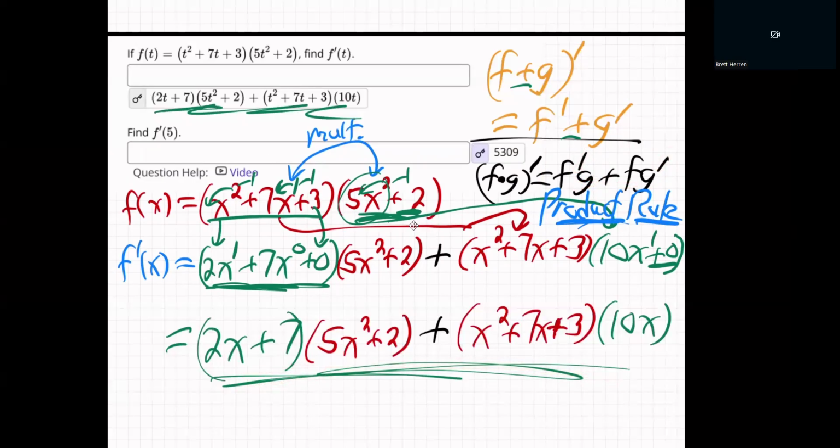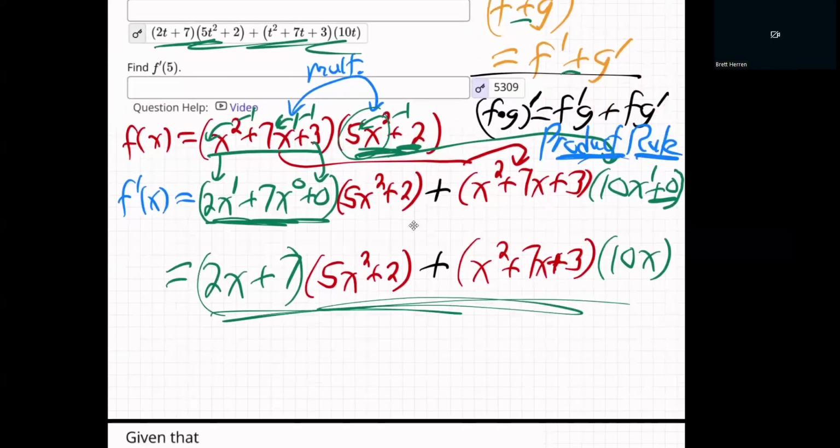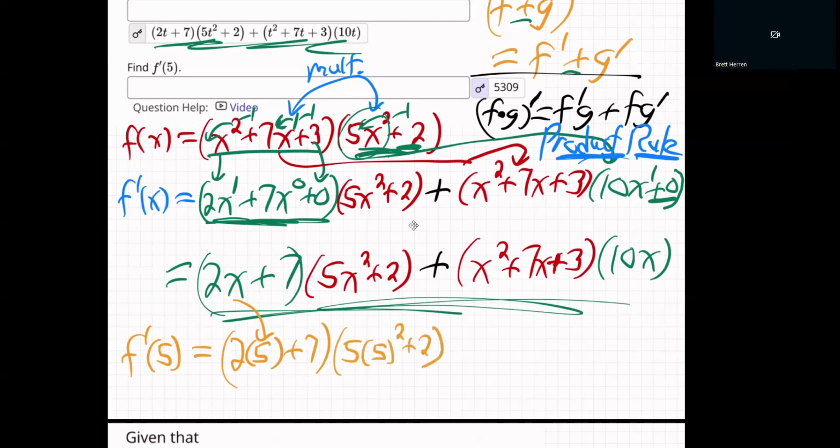Oh, we did the second part, did we? Aha. Hold on. F prime of 5. Yeah, so then once you got all that, then you got to plug in. I'm almost skipping it. F prime of 5. Now just stick in a 5 right there for x. 2 times 5 plus 7. And this would be 5 times 5 squared plus 2. Just sticking in a 5 everywhere here. 5 squared plus 7 times 5 plus 3.